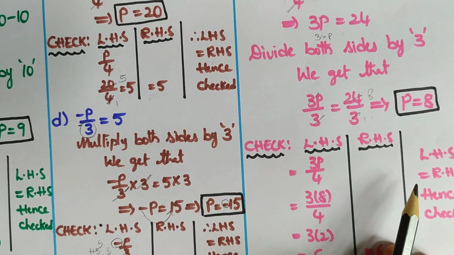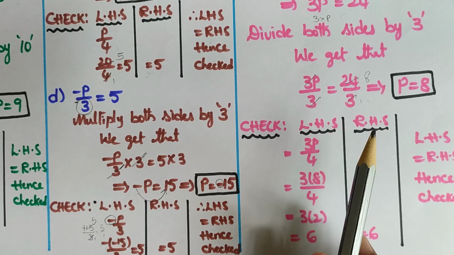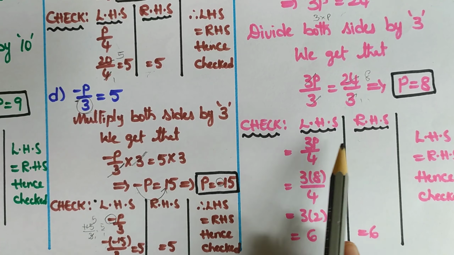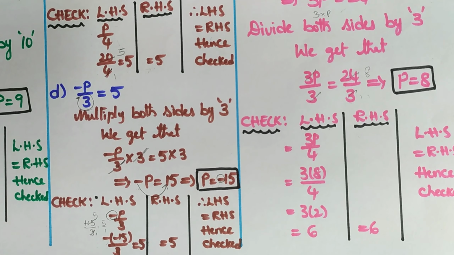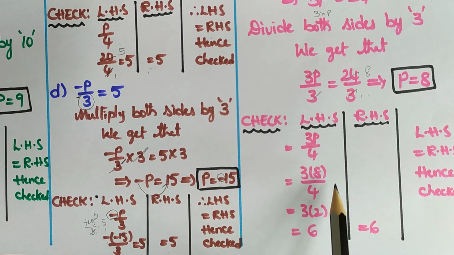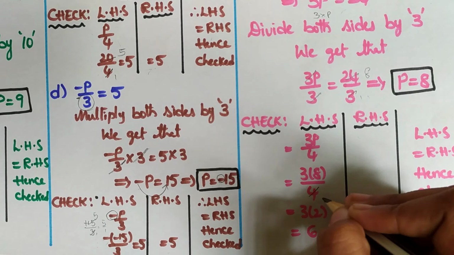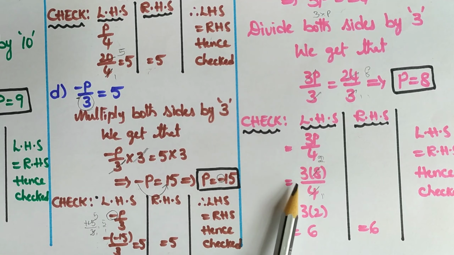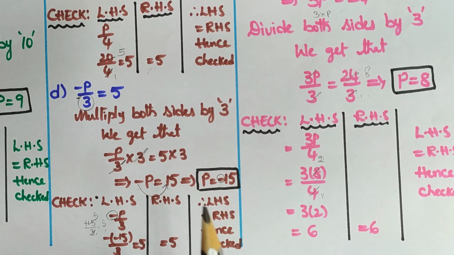Now let us check whether p equal to 8 or not. LHS is 3p by 4, RHS is 6. Now LHS is 3p by 4 where p equal to 8. So 3 into p, 3 into 8 by 4. 3 into 8 is 24 by 4. So 4 1s are 4, 4 6s are 24. Or you can do it another way. 4 1s are 4 and 4 2s are 8. So it is 3 into 2 by 1, nothing but 3 into 2, which is 6. You can do it in this way or that way.